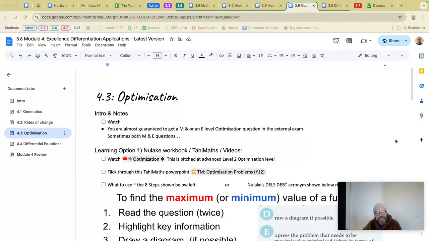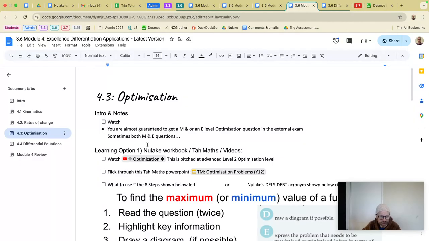Okay, this video is the overview for section 4.3, optimization. And if you're American, you put a Z in for the S. Go figure. Okay, this video will be here. Hey, you're almost guaranteed to get a merit or an excellence level optimization question in the external exam, sometimes both.